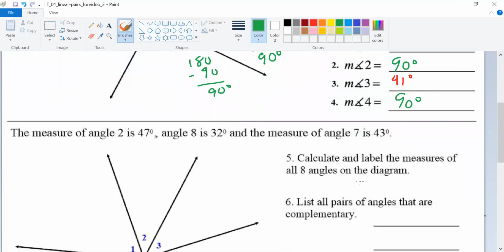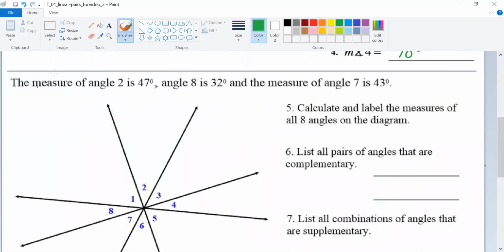Let's try the bottom here. Angle 2 is 47 degrees. Let's write it in, 47 degrees. Angle 8 is 32 degrees. And the measure of angle 7 is 43 degrees. That looks too much like 90. Let me fix that, and make that a 4. 43 degrees. Calculate and label the measures of all 8 angles on the diagram. That's what I was just looking at right here.